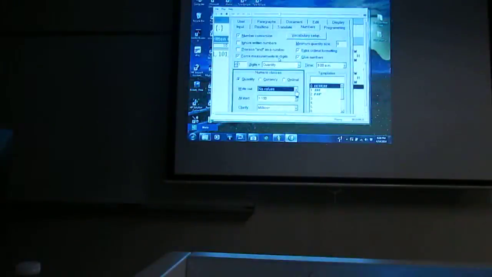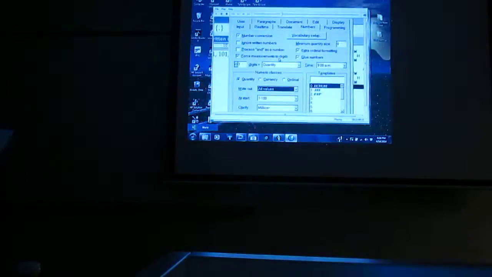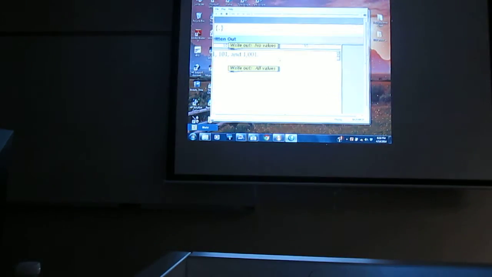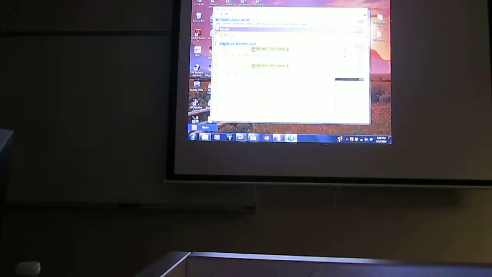Now let me go to the opposite extreme and tell the system to write out all values, no matter how small or how large. It's 1, 11, 101, and 1001. In fact, this time I deliberately used the number bar, but you see that Eclipse put all of these numbers entirely in words, and that's because I said, write out all values. Of course, this is not a setting that you'll probably use, but it does illustrate the extremes.